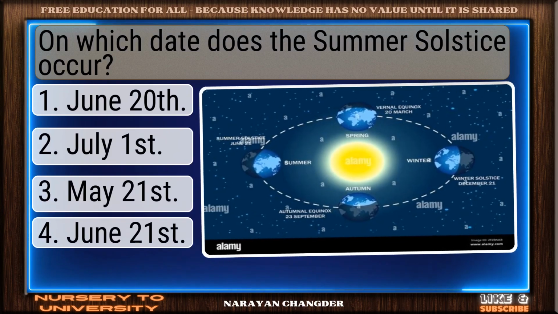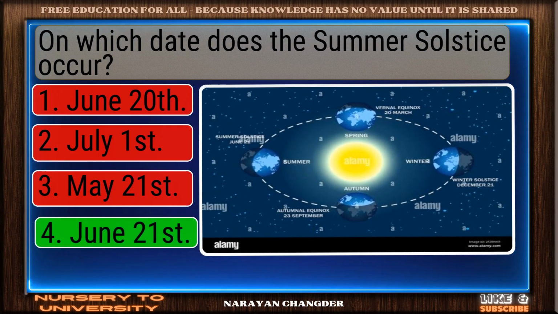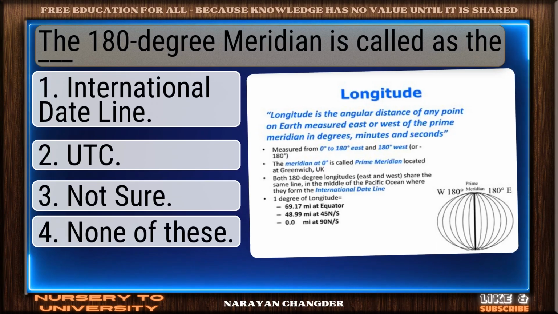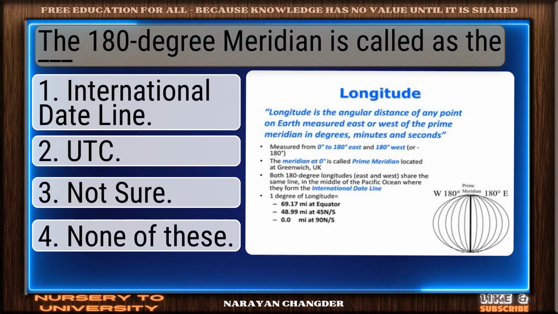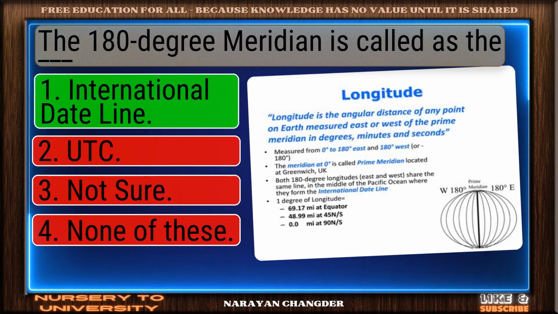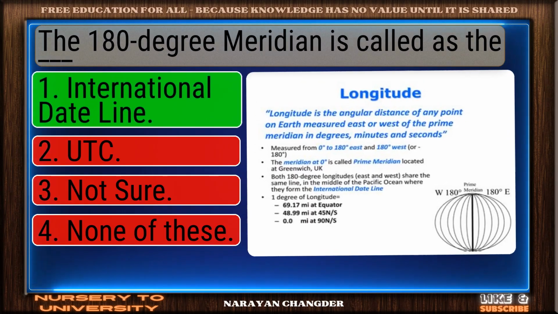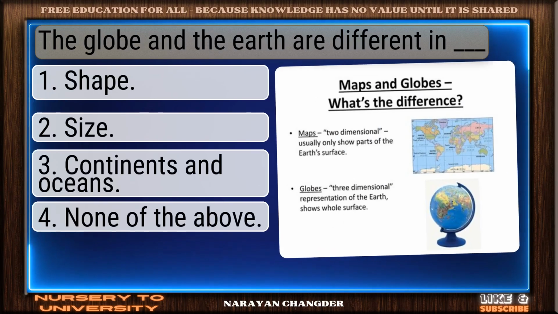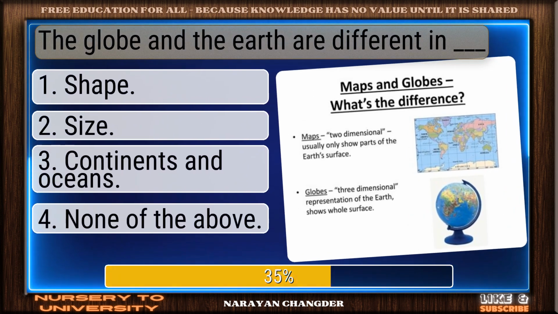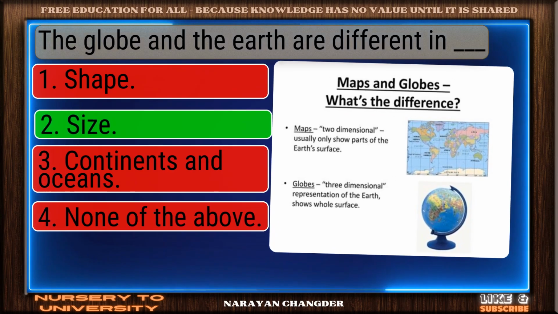On which date does the summer solstice occur? Exactly. June 21st makes sense, and it is the right choice. The 180-degree meridian is called the dash. Strong choice. International date line is the right answer. The globe and the Earth are different in dash. Well reasoned. Size is the correct choice.